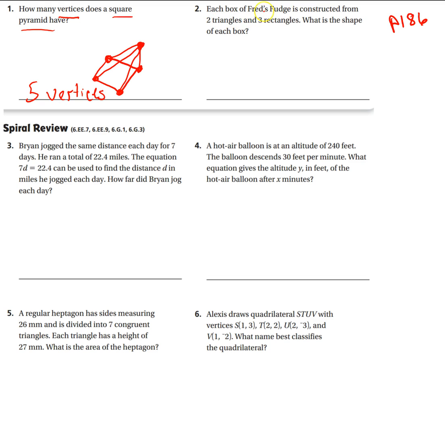Okay, each box of fudge is constructed from 2 triangles and 3 rectangles. What is the shape of each box? Well, if it's got 2 triangles and then 1, 2, 3 rectangles, that is a triangular prism.